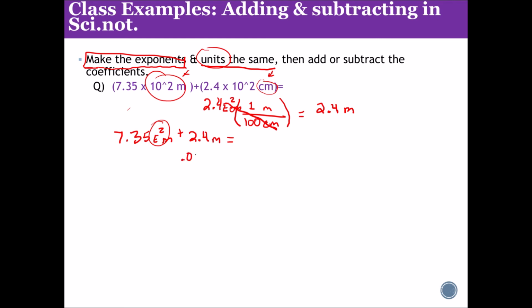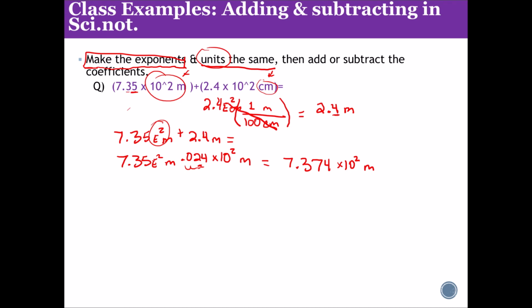So 0.024 times 10 to the second power would be my 2.4. So now that both of the exponents are the same and both of my units are the same, I can go ahead and add 7.35 plus 0.024. That gives me 7.374. Now you can carry over the times 10 to the second meters.